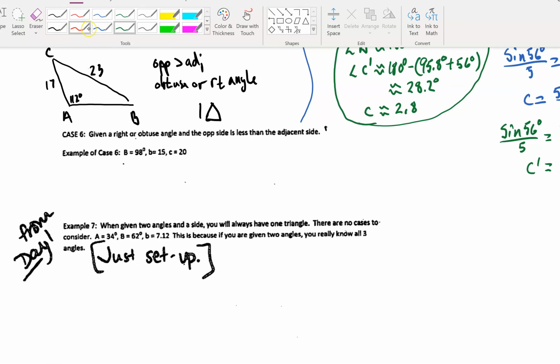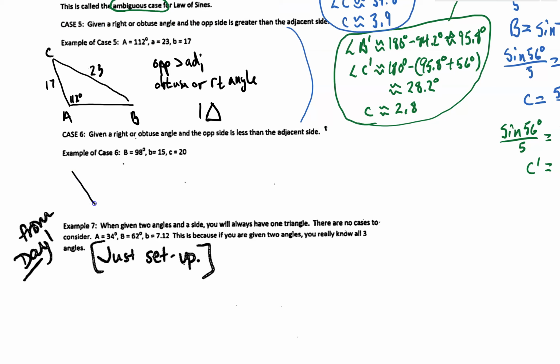Well, hopefully this one makes pretty straightforward sense. If you have this situation, keep in mind the bigger the angle, this one says 98 degrees, this says that the opposite side is 15 and the adjacent, and it really doesn't matter which it is, but they're calling that C, so we'll call this C and this A as capitals. Well, it's going to make sense here.